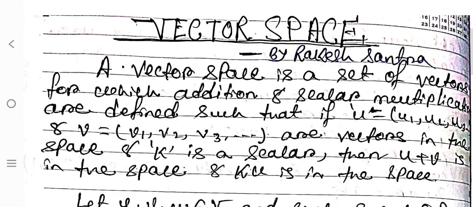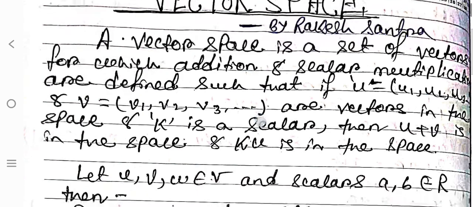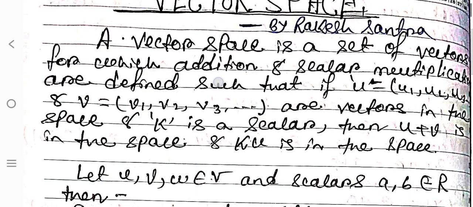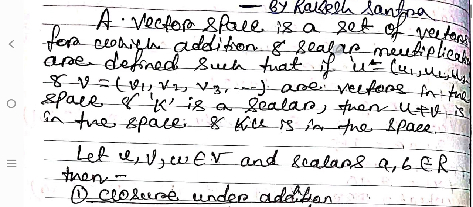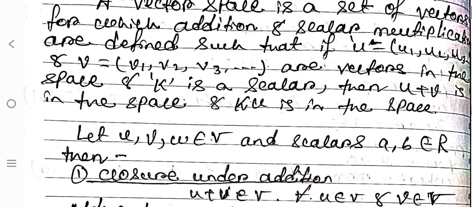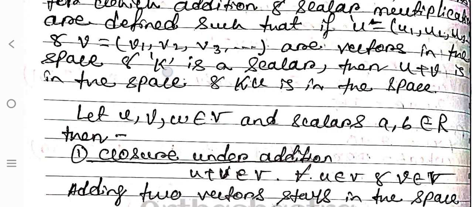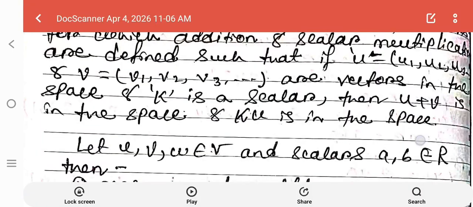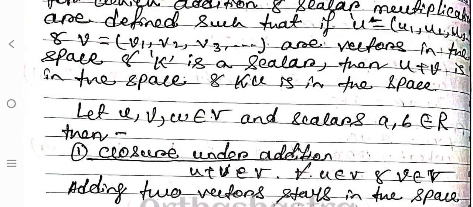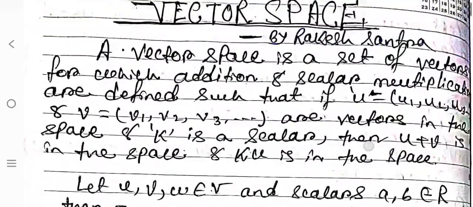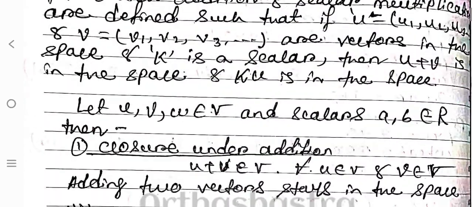Okay, today our new topic is vector space. Let's see what about the vector space. A vector space is a set of vectors for which the addition and the scalar multiplication are defined such that if u and v are vectors in the space and k is a scalar, then u plus v, the addition of two vectors, is in the space and the scalar multiplication with a vector is also in the space. So this is a general definition of a vector space.